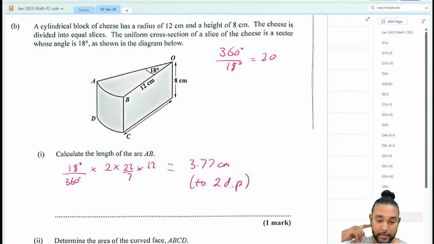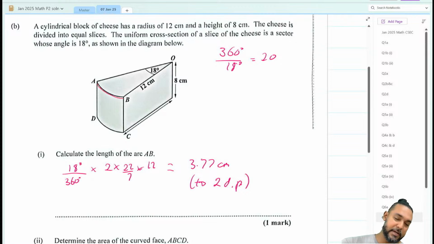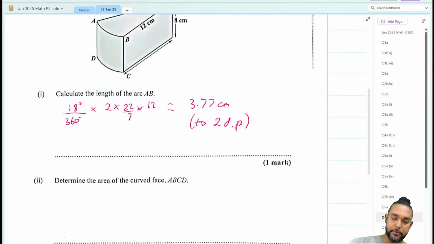Okay. Right, so what I did was I took this 3.77 and just multiplied it by the 8, like finding the area of a rectangle. And the logic is basically that the area is like if you're moving that line through space, right? So 3.77 multiplied by 8.